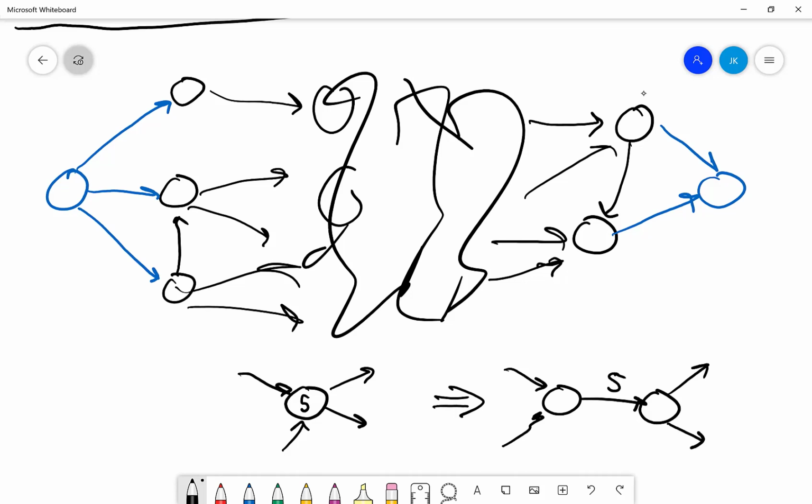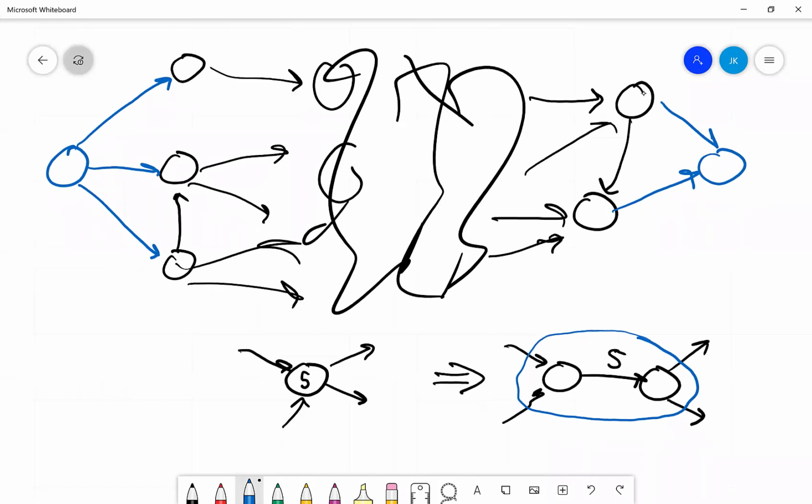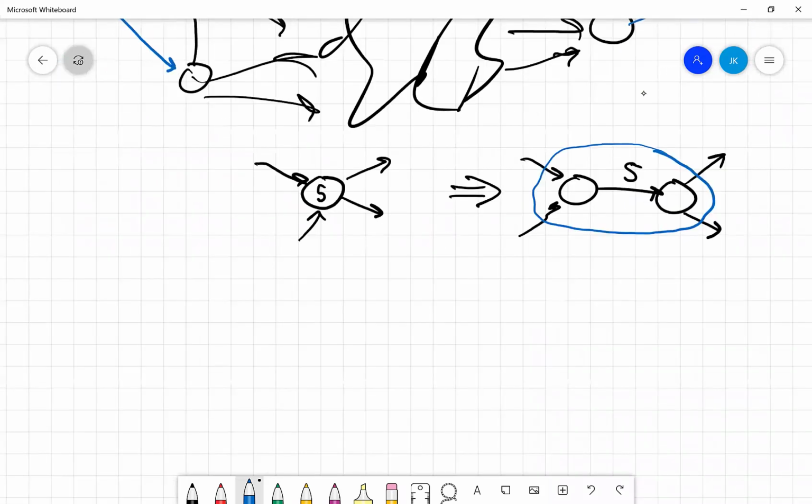And so that way your capacity is still limited. You can only send 5 units through that node. So basically this whole thing is your original node, and that's just another way to look at it. So there are some simple variations like that on the types of problems that you can run into and deal with.